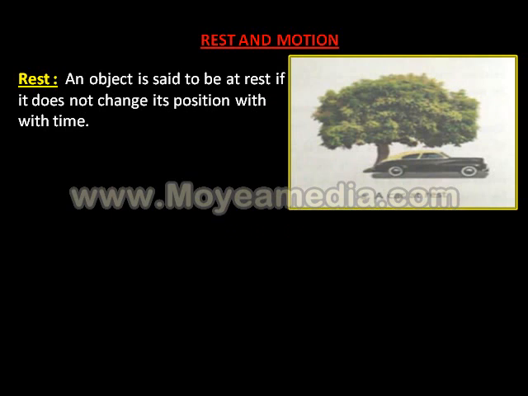An object is said to be at rest if it does not change its position with time. As you see in the figure, there is a tree and a car. They both are standing still at their positions and do not change their position. They will remain where they are. This is known as rest position, when the object does not move from its place to some other place with the passing time.